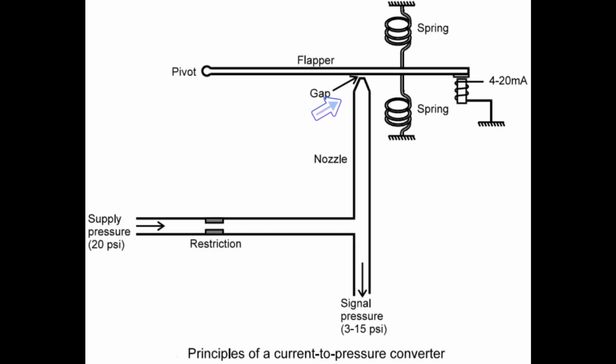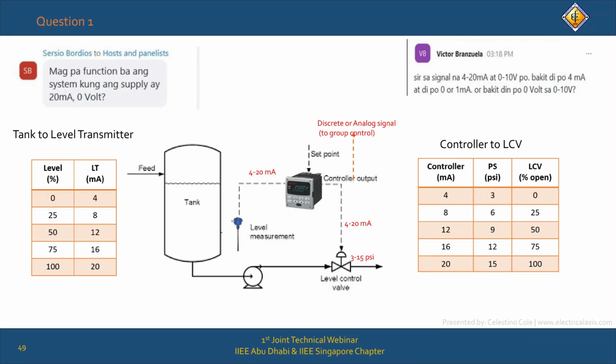Also, when the gap is huge, there will be more air that escapes in the nozzle, causing the back pressure to be less. In this case, the pressure below is also less, and it is calibrated to have a minimum value of 3 psi. And okay, that's all.